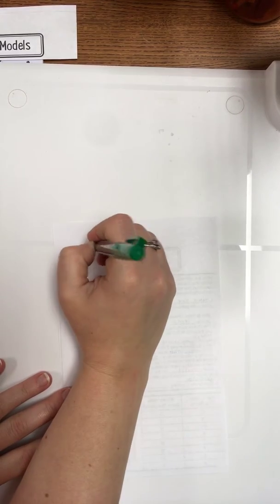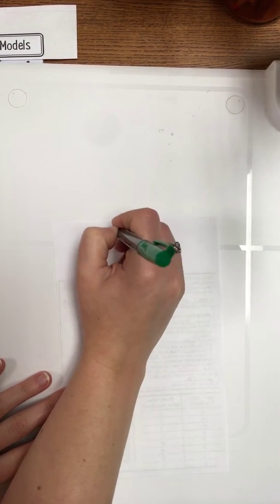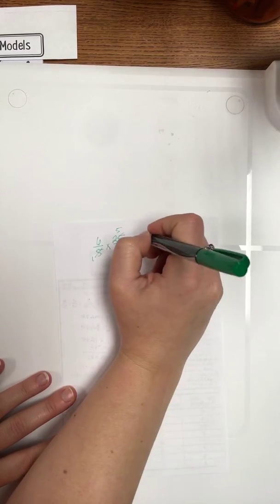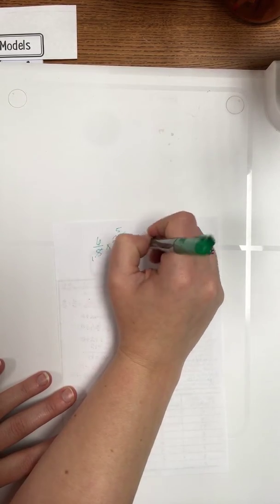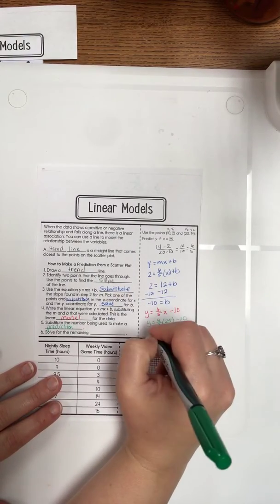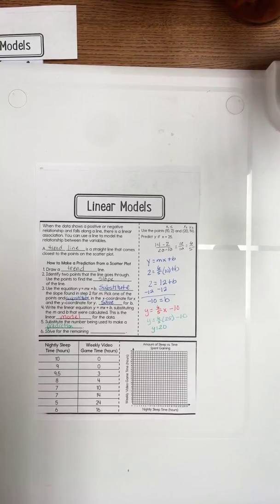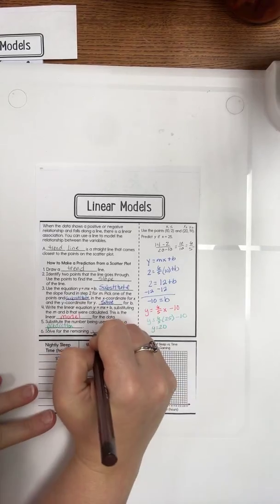So 6/5 times 25, I'm going to simplify before I multiply, it's going to give you 30. So now I've got y equals 30 minus 10, or y equals 20. Okay, so when it says solve for the remaining variable, that's what we just did.